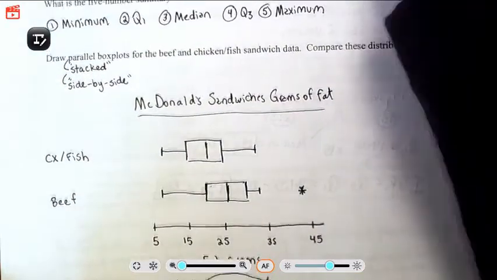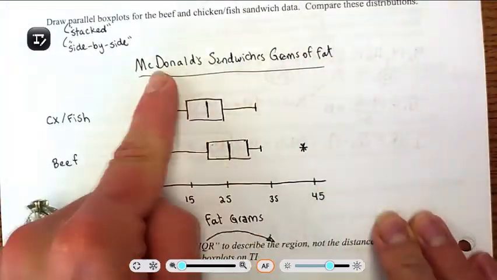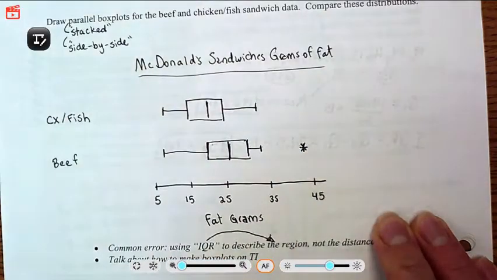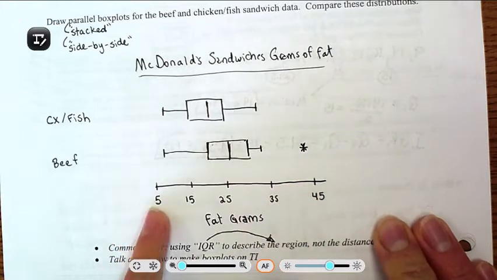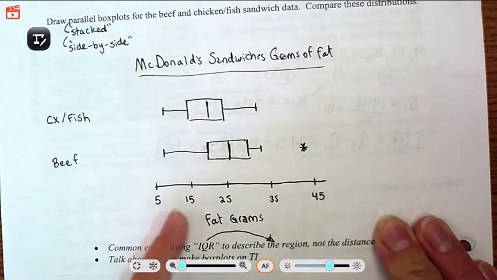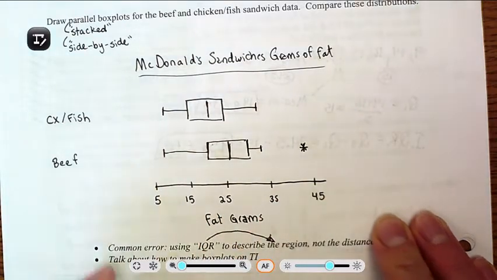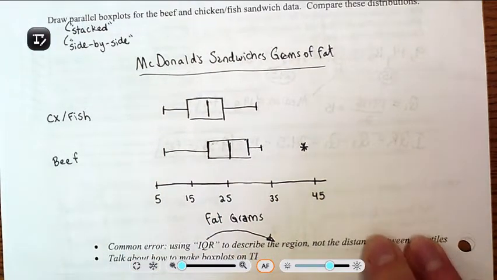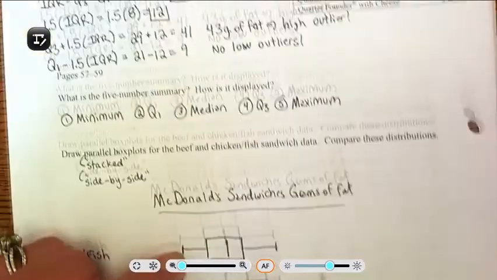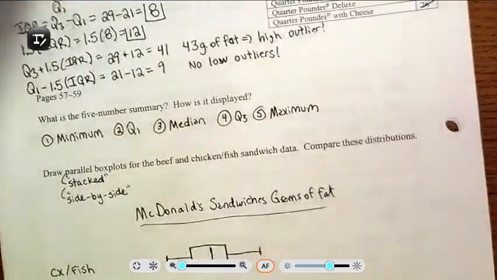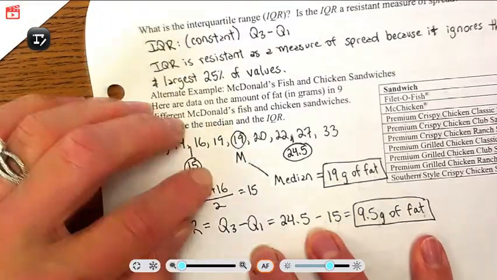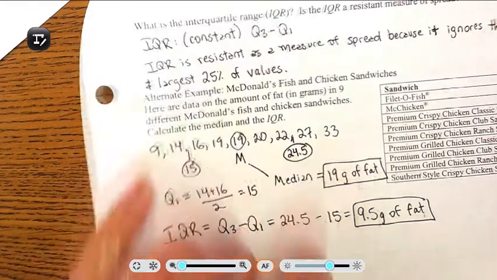So, what do I have on this table? I have a title, I have labels, I have my box plots of data, I have an axis that is scaled and has consistent counting intervals, like tens, and is as equally spaced as I have the talent to draw it. So I went ahead and drew out the chicken and fish sandwich distribution, 9, 15, 19, 24.5, 33.